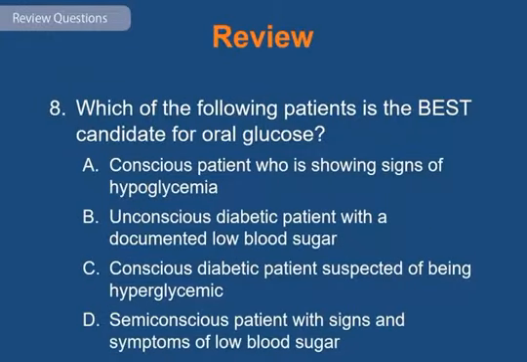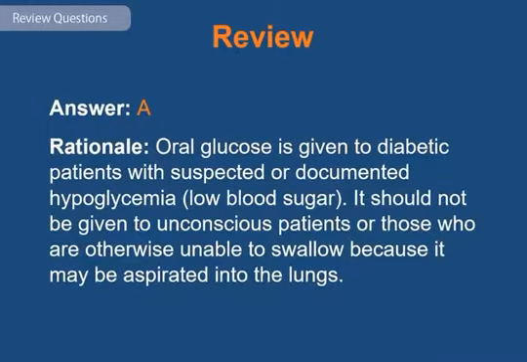8. Which of the following patients is the best candidate for oral glucose? A, a conscious patient who's shown signs of hypoglycemia. B, unconscious diabetic patient with documented low blood sugar. C, conscious diabetic patient suspected of being hyperglycemic. Read your words carefully here. And D, semi-conscious patient with signs and symptoms of low blood sugar. And it is, of course, A.